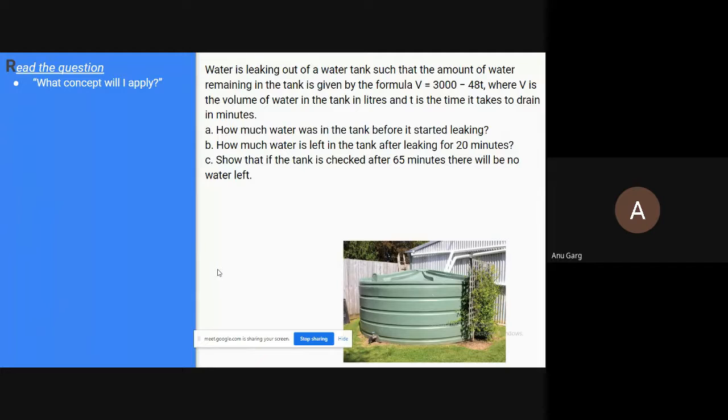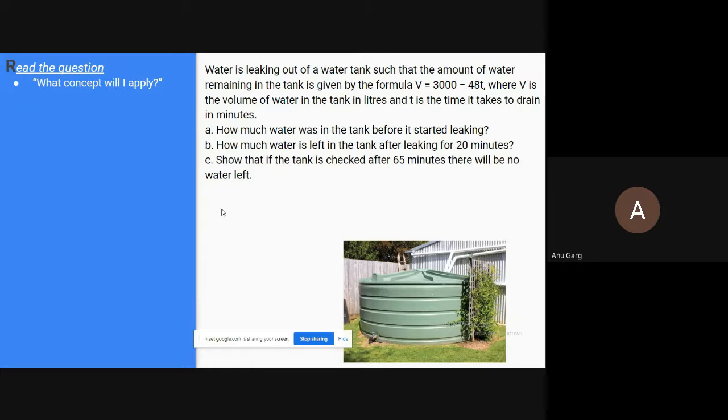If you've been given a question in your test, in your exam, the first important thing is to read it. When you're reading the question, you need to be thinking, what concept will I apply to that question while I am reading it? So here is a question from your book. Of course, the first step is to read the question, so I'll read it out.